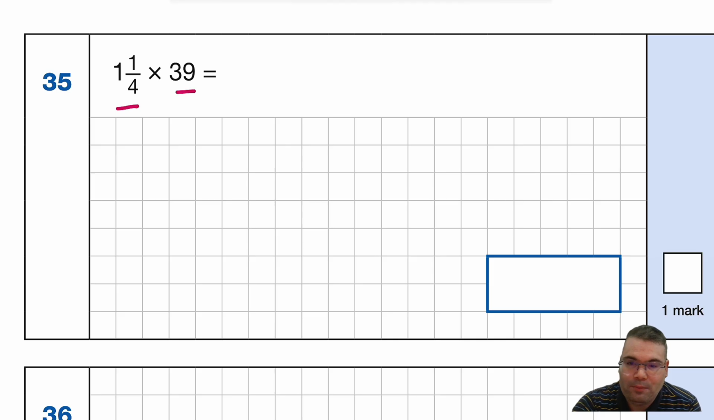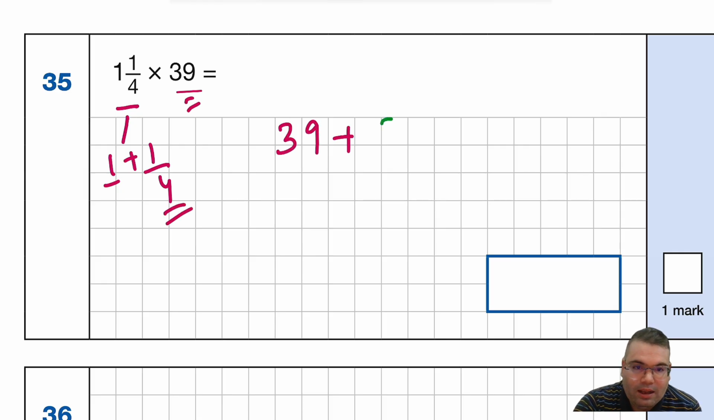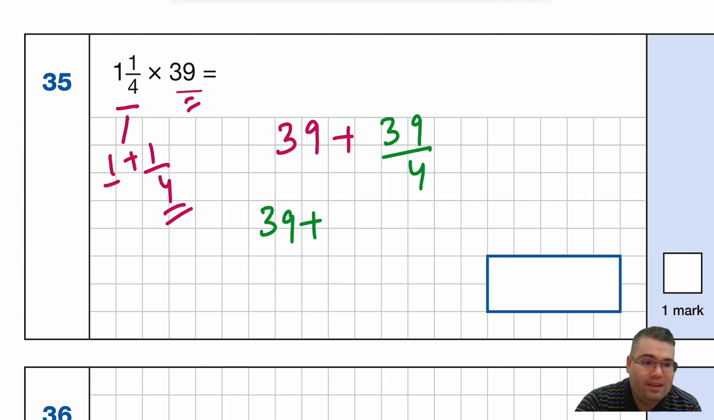This is the next question. 1 1 by 4 times 39. Here we know that 1 1 by 4 we can break as 1 plus 1 by 4, right? So let's just multiply 1 with 39. So we'll get 39. And when 1 by 4 is multiplied with 39, we will get 39 over 4. Okay. Now let's just simplify it as 39 plus 39 over 4. You can write it as 4 times 9 is 36. So we can write it as 36 by 4. And what's left? 39 take away 36 is 3.